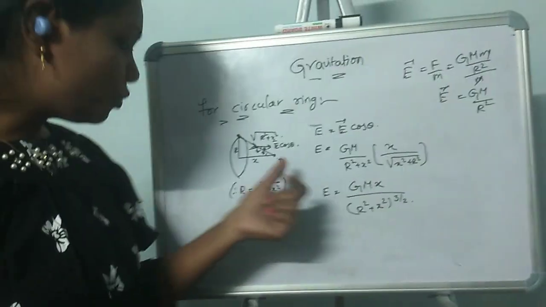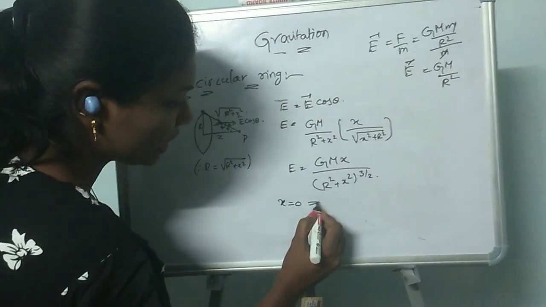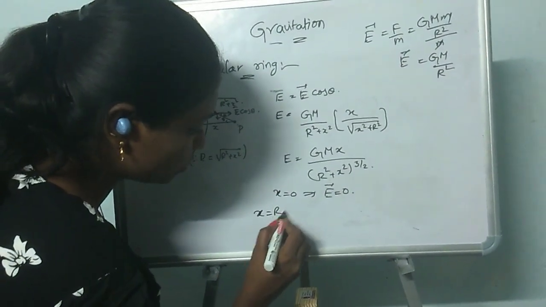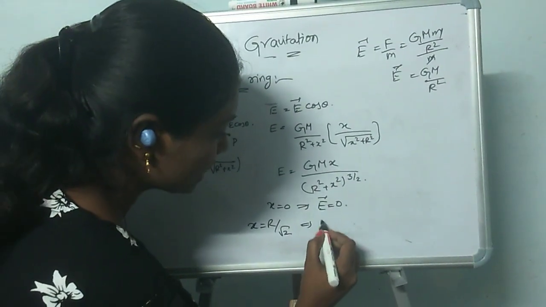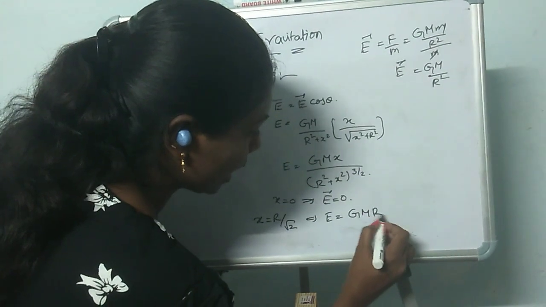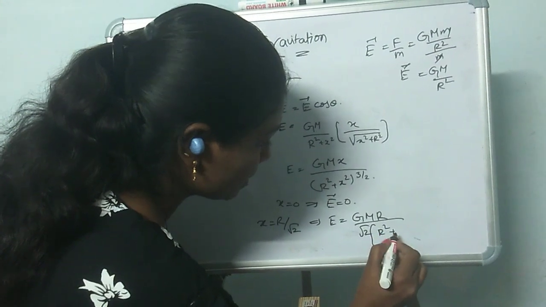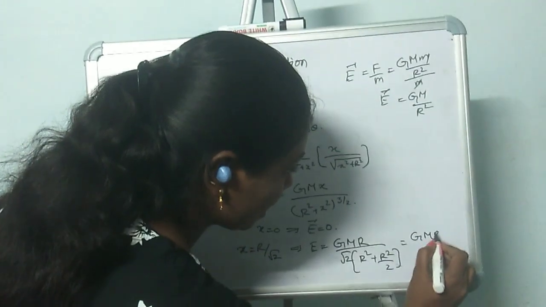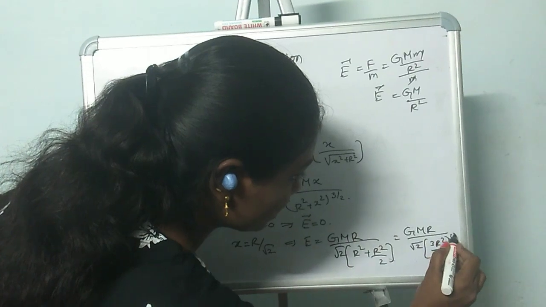When the point is at the center of the ring, x equal to 0, we get E bar equal to 0. When x equal to R by root 2, we just consider R by root 2. Then we get G m R by root 2 over R square plus R square by 2. We get G m R by root 2 over 3R square by 2 whole power 3 by 2.